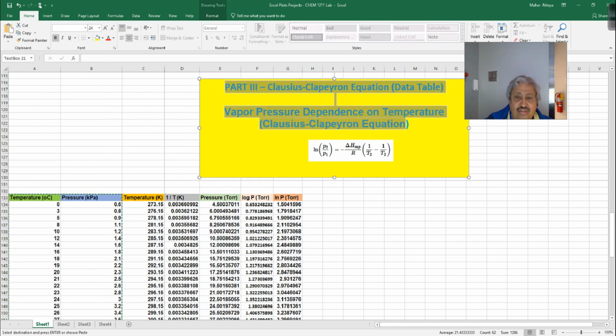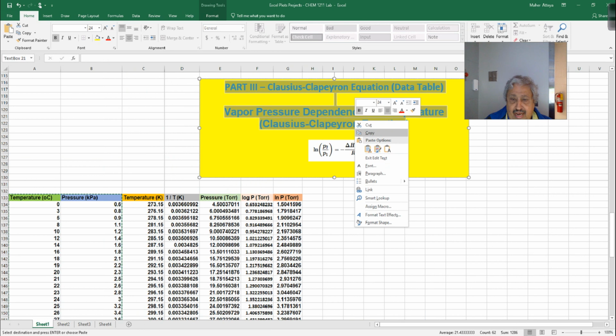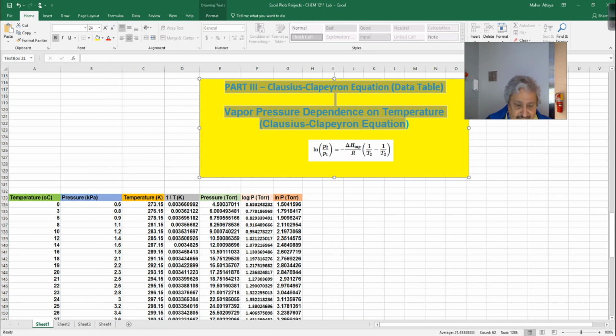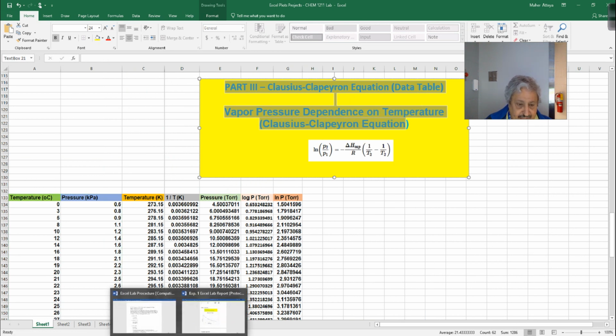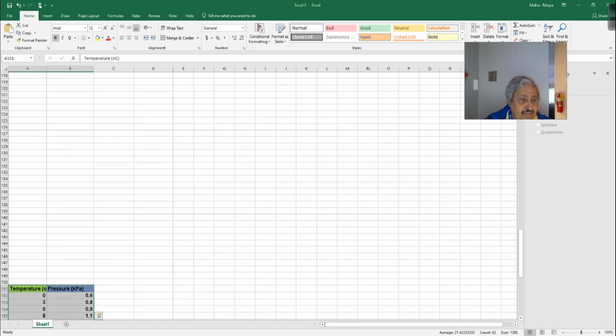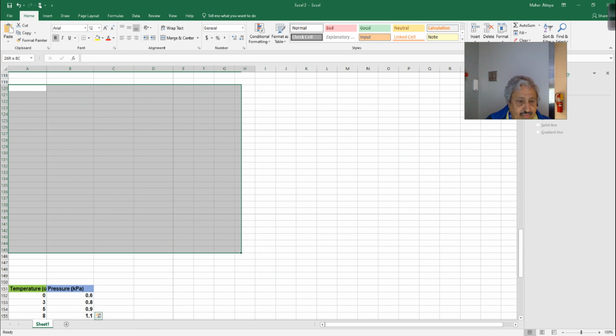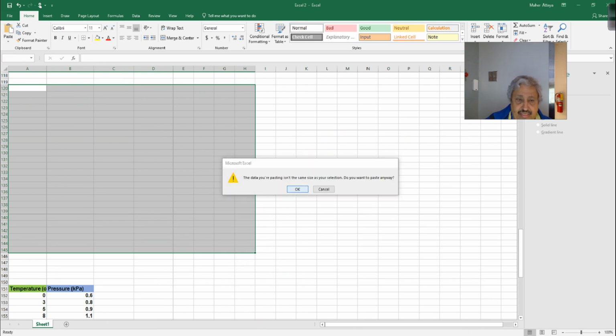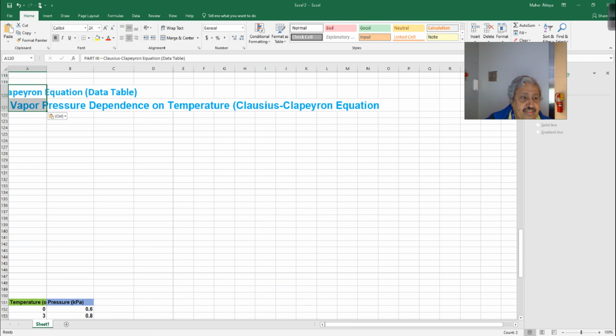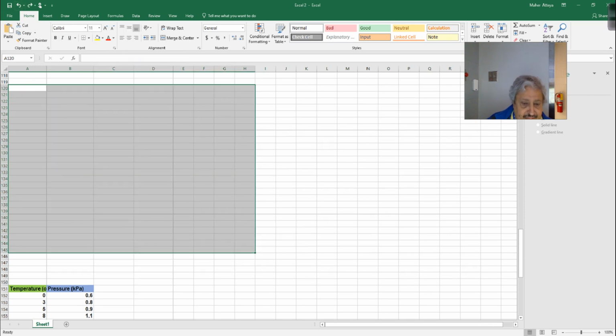So correct. So here it is. Copy. I hope it will copy the formula, otherwise I'll take it one at a time. So here it is, guys. I'm copying all the formula here. Paste. Well, it did not even take it as is, but that's fine.